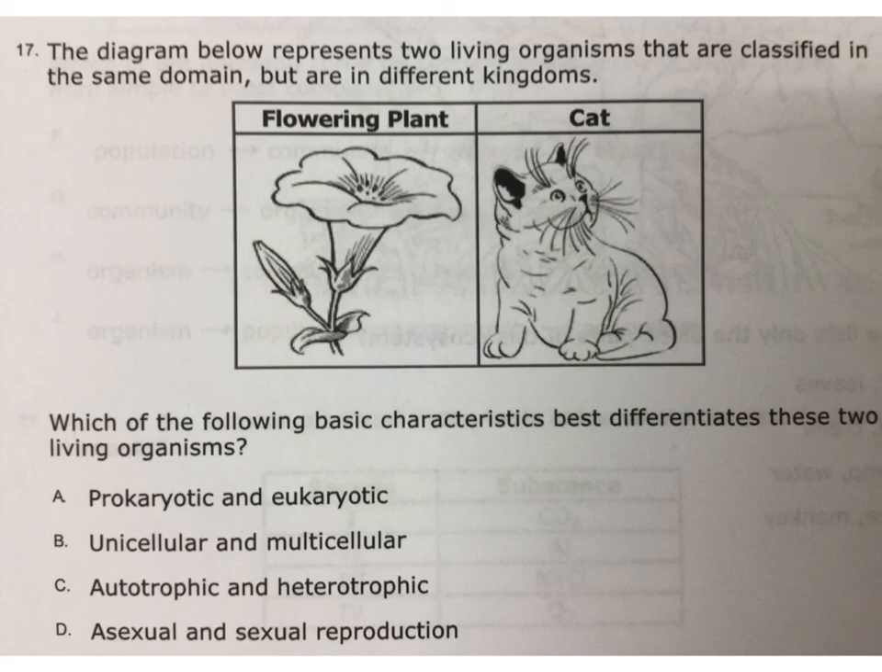Number 17, the diagram below represents two living organisms that are classified in the same domain, but are in different kingdoms. Question, which of the following basic characteristics best differentiates these two living organisms? A, prokaryotic and eukaryotic. B, unicellular and multicellular. C, autotrophic and heterotrophic. D, asexual and sexual reproduction.